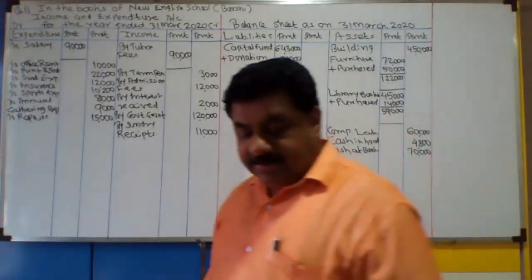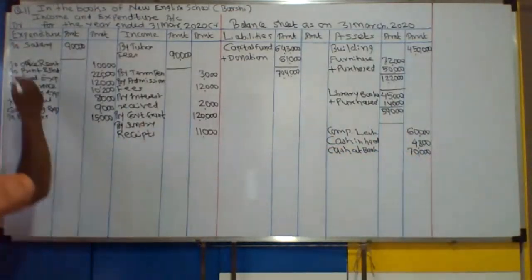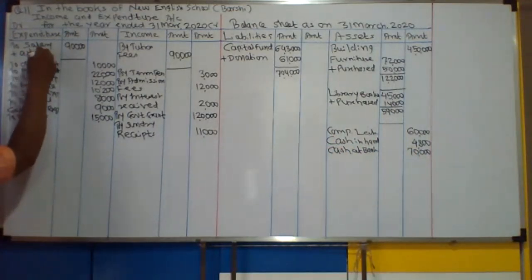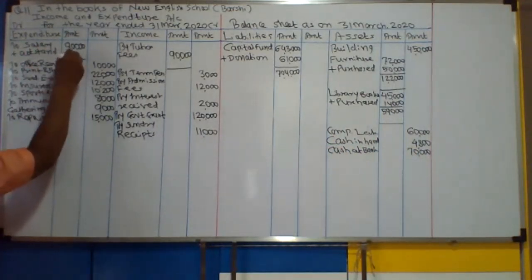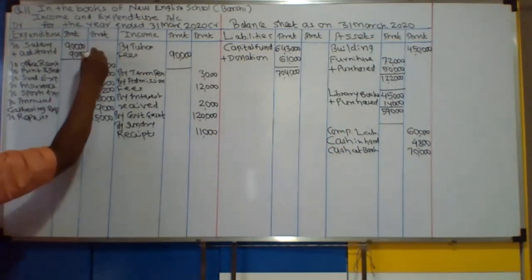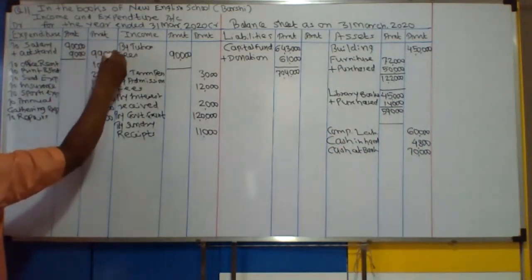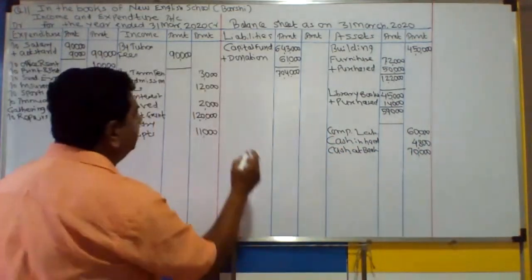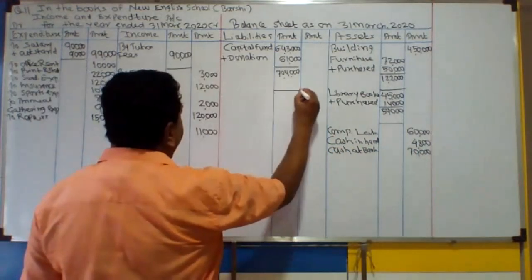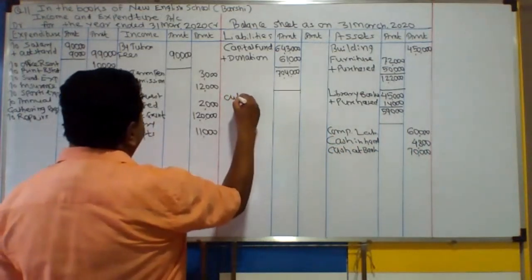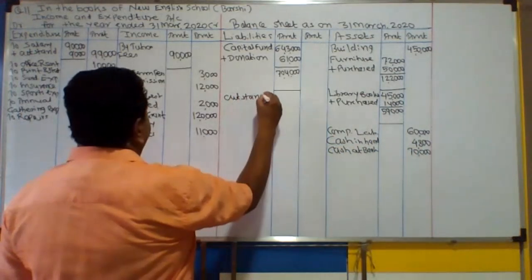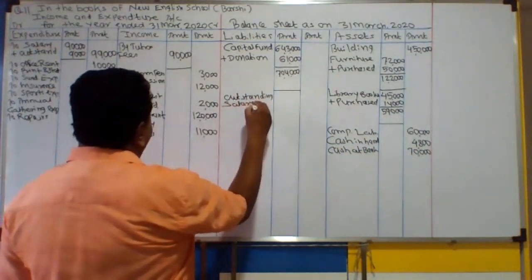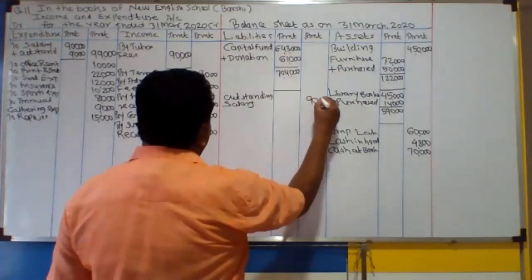Now, outstanding salary 9,000. What to do? It is regular. If this is current year outstanding salary, add in salary, outstanding salary rupees 9,000. And balance sheet liabilities side, outstanding salary rupees 9,000.